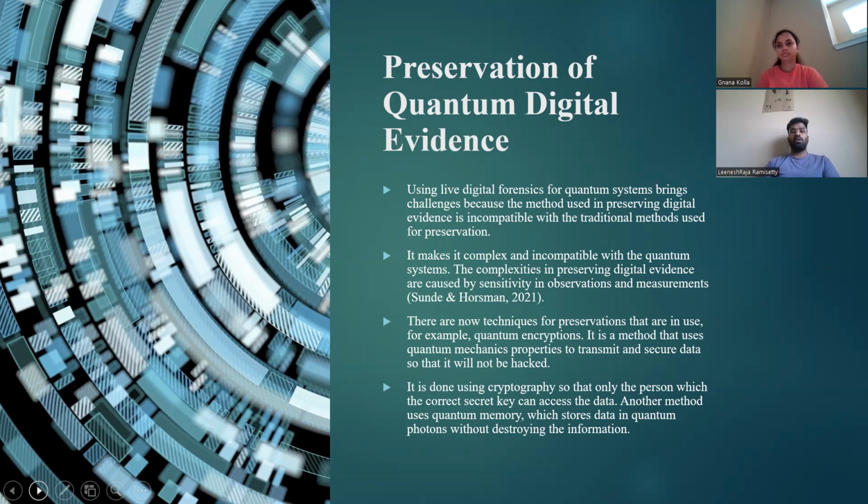For example, quantum encapsulation. It is a method that uses quantum mechanics properties to transmit and secure data, so it will not be hacked. It is done using cryptography, so that only the person with the correct secret key can access the data. Another method uses quantum memory, which stores the data in quantum photons without destroying the information.